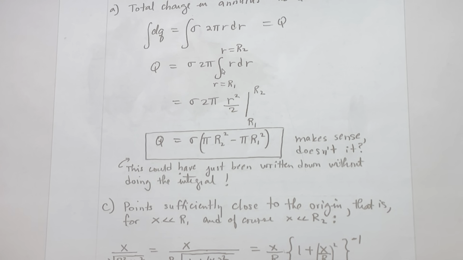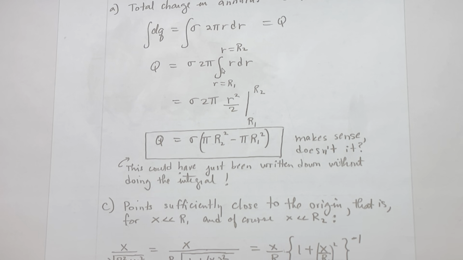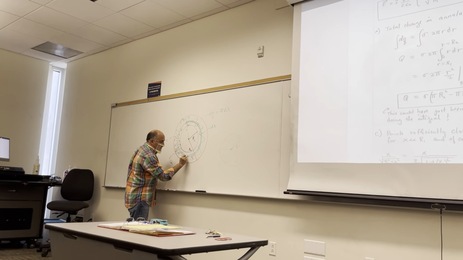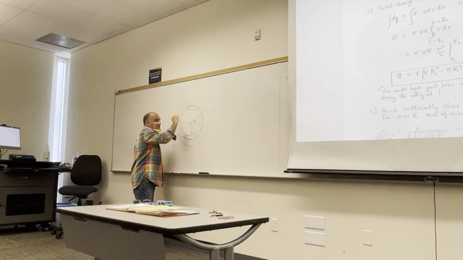It's what? Charge over area. So charge over area, that's the charge per unit area, that's sigma. So it's the charge in a unit of area times that area. That's the very first step. It's sigma dA. The charge in that area is the charge in a unit of area, which is sigma, times that area, dA.